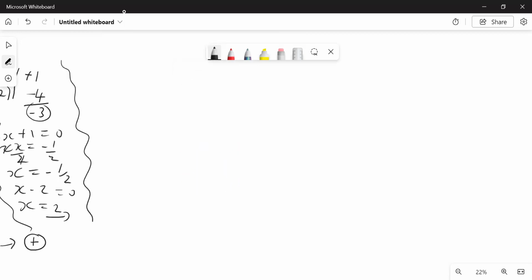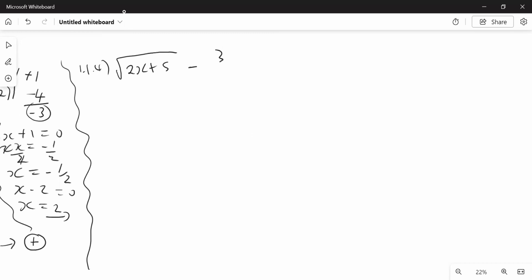Time. Let's do 1.1.4. On 1.1.4, they gave us square root of 2x plus 5 minus 3 divided by square root of 2x plus 5 equals negative 2. So how do we solve this? You multiply everything by the denominator. But before you even start multiplying by the denominator, there's something that I've actually picked here.